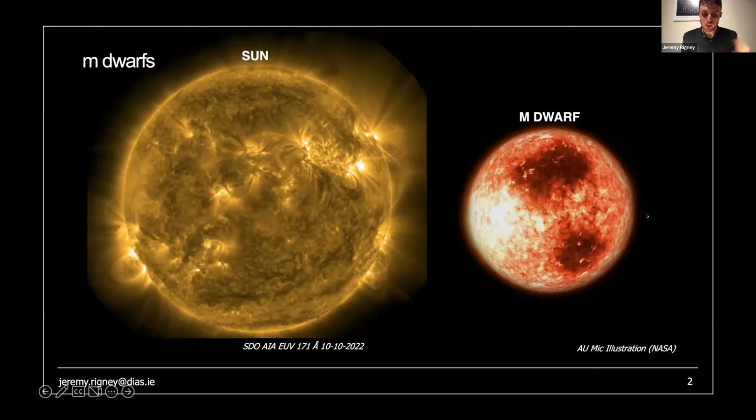So I'd like to quickly summarize M dwarf activity, and I like to do that using the sun as an example. The sun's activity typically takes the form of flares, which are rapid releases of electromagnetic radiation, and coronal mass ejections, which are large releases of plasma from the solar surface. We examine this activity across the spectrum, particularly at UV, X-ray, and radio wavelengths. And this is very important in the context of space weather, because these events have impacts on Earth.